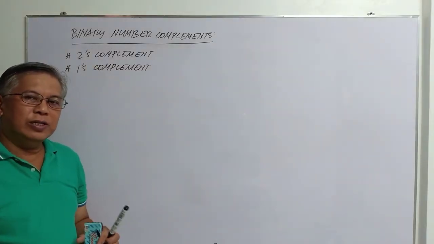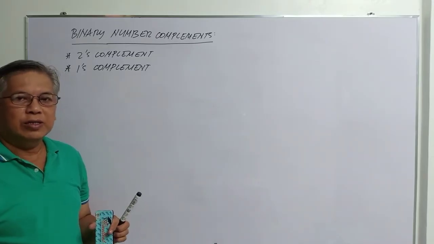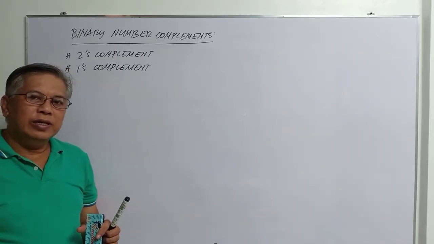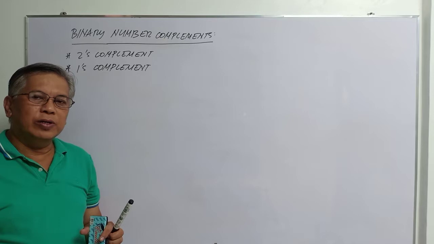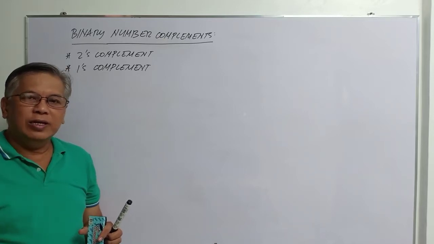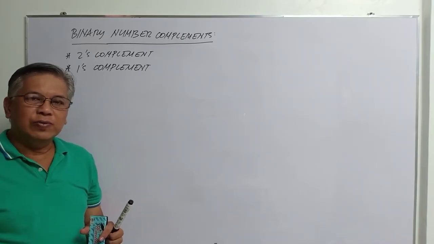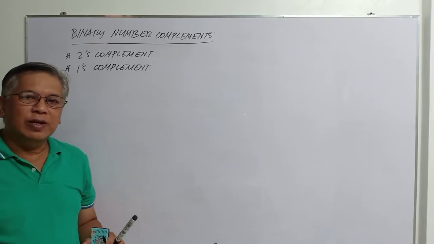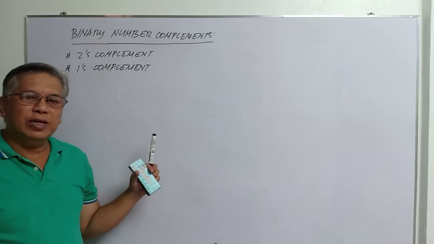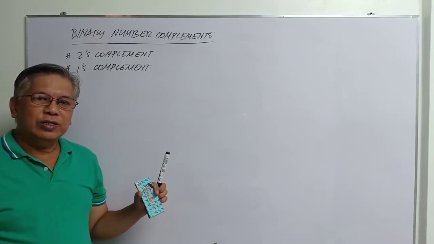Now, if you notice in our last discussion, which was binary arithmetic, specifically addition and subtraction, I did not provide you with an example wherein after adding or subtracting numbers, the result is a negative value. Because it cannot be done basically using binary addition or subtraction.